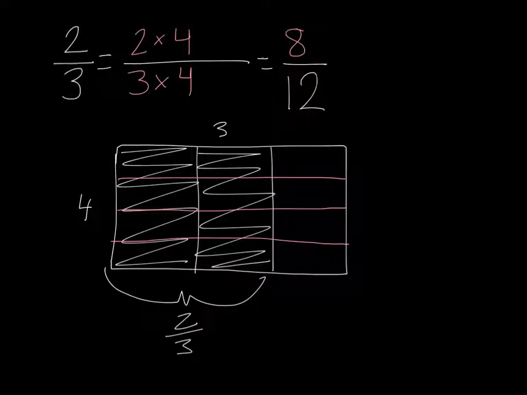Now you'll notice that even though the whole thing stayed the same size, the number of pieces increased, but what happened to the pieces? Did they get bigger or smaller? And the answer is they got smaller. So even though I have more pieces, each piece is smaller, so it ends up being the same amount as the 2 larger pieces.